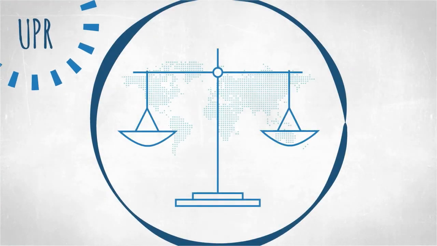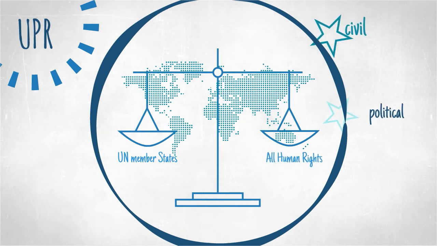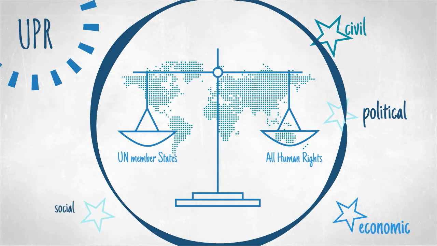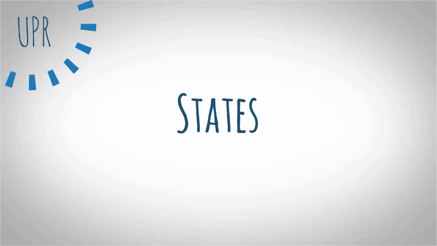The UPR is a truly universal process as it reviews all UN member states and takes into consideration all human rights, from civil and political rights to economic, social and cultural rights, regardless of the size or human rights situation in a given state. At the UPR, states are reviewed by states.